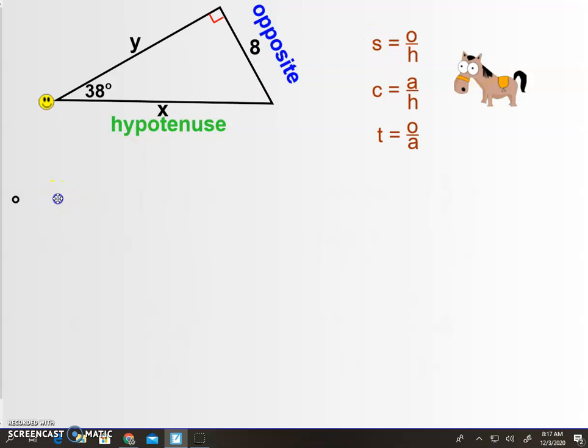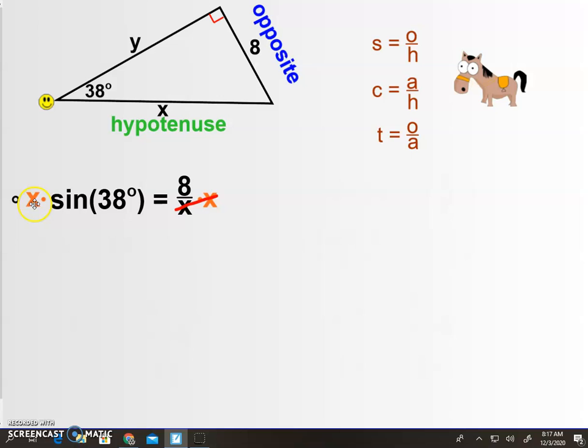So I can come down here and say the sine of 38 degrees equals the opposite, 8, over the hypotenuse, x. And so this time it's a little bit different. Notice where x is. X is in the denominator of the fraction. And what I'm trying to do is get x all by itself. So in this case, I think the very first thing we need to do is multiply both sides by x, because what this will do for us is get the x out from the bottom of the denominator.